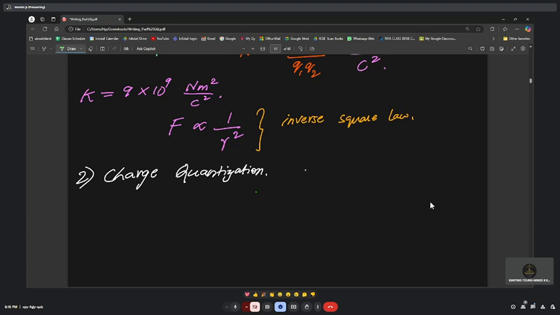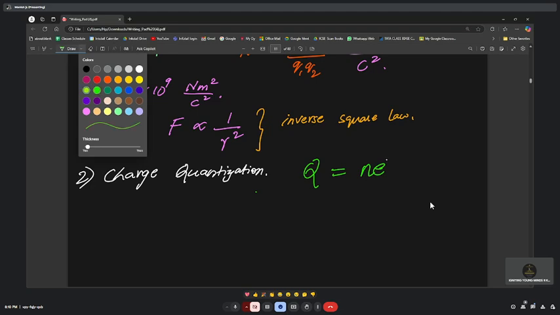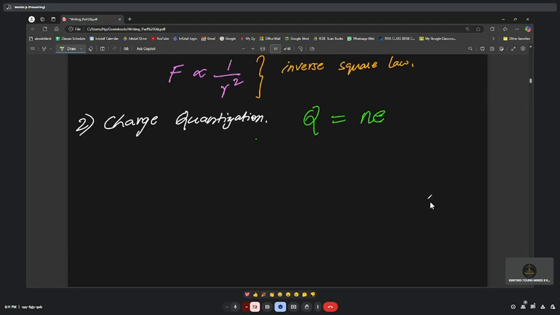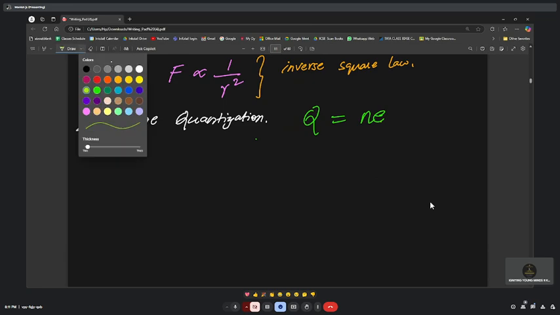So according to charge quantization, you can say Q equals N into E. That's the relation, where N is an integer number and E is the charge of the electron. Okay, so that's the relation, children. That's what you need to understand by charge quantization. So with that, we'll move on to the next concept, recap.